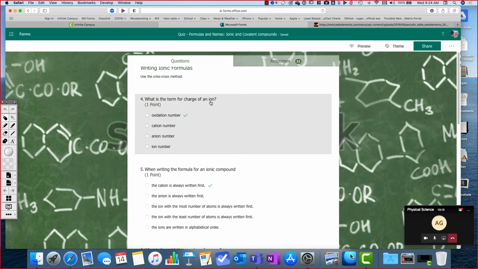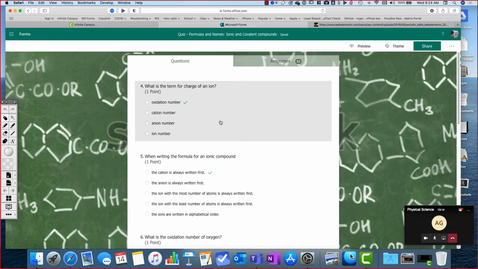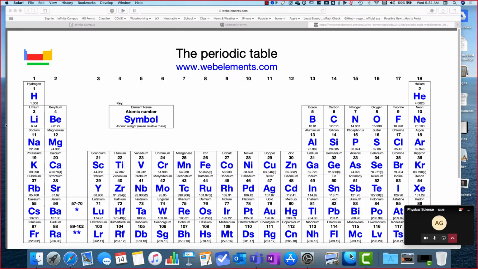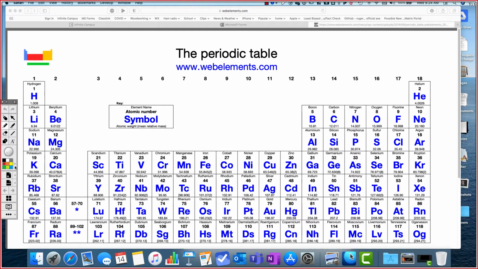Okay. So the term for charge of an ion. This is one of the vocab words that you all need to know. This is oxidation number. The oxidation number is what we put at the top of the periodic table.